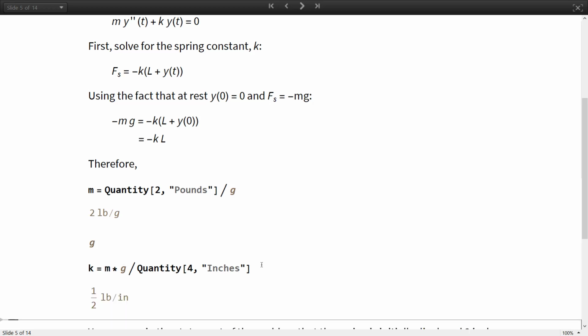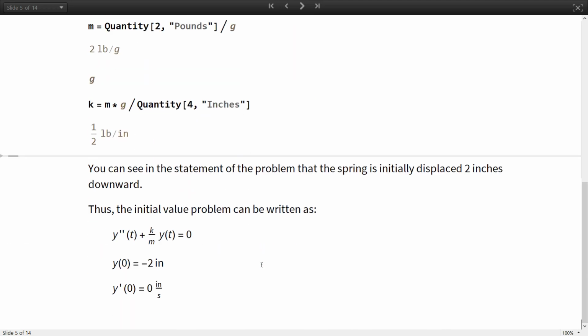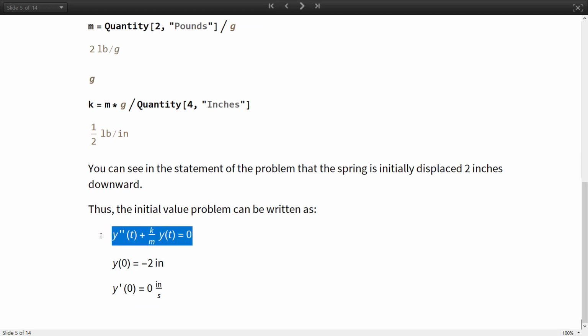We can see in the statement of the problem that the object is initially displaced 2 inches downward. Therefore, this is an initial value problem. In the differential equation, we are dividing by m so that the second-order derivative term has no coefficient. The initial displacement is given as an initial condition on the value of y of t at t equals 0, while the first derivative at t equals 0 is 0, since the velocity of the object is 0 the moment it is initially released.